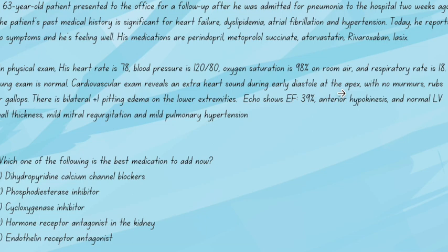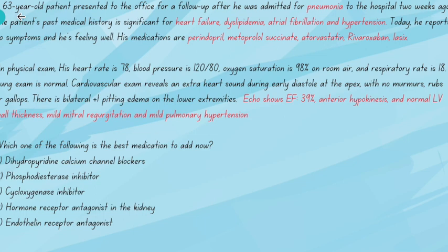Echo shows ejection fraction 39%, anterior hypokinesis and normal left ventricular wall thickness. Mild mitral regurgitation. Mild pulmonary hypertension. Which one of the following is the best next step to add now? Okay. Stop, choose an answer, and then come back. And the right answer is D. We're going to explain later why the right answer is D.